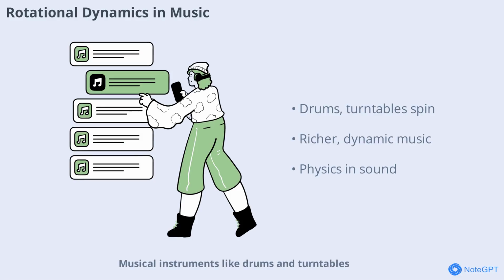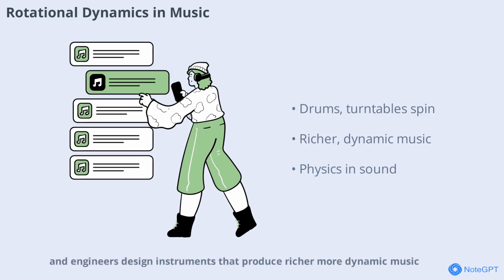Musical instruments like drums and turntables use rotational motion to create sound. Understanding the physics of rotation helps musicians and engineers design instruments that produce richer, more dynamic music. Rotational dynamics adds a new dimension to the art of sound.